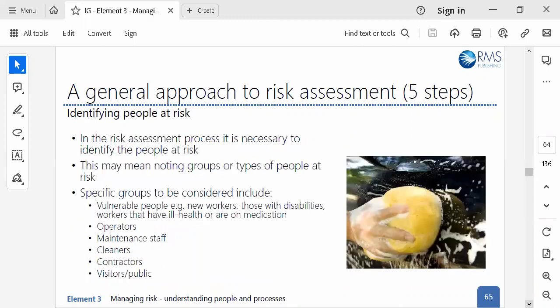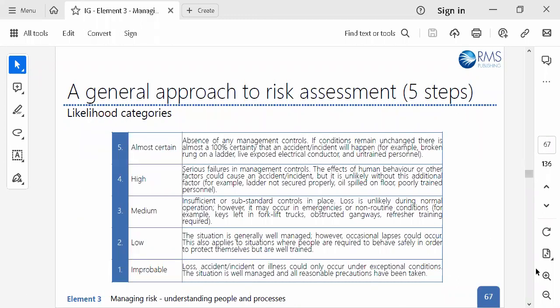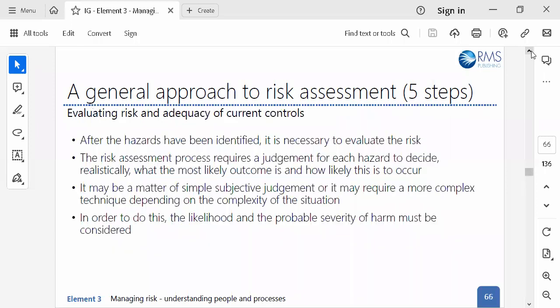The next, the likelihood, evaluating the risk.